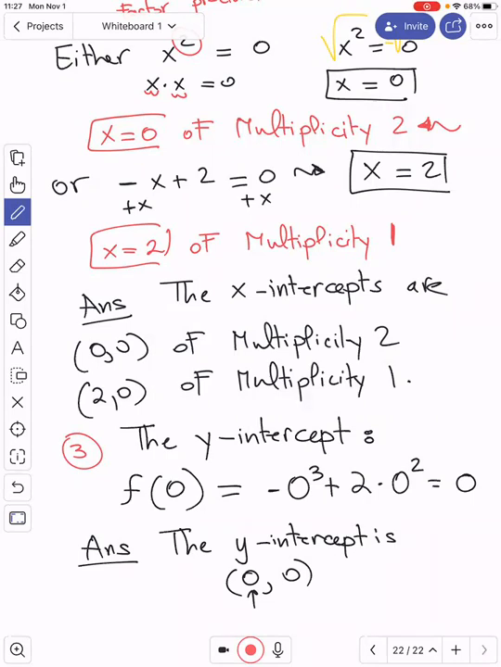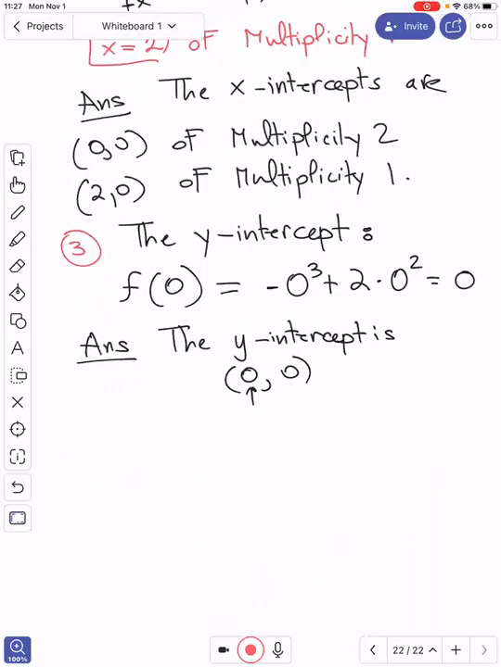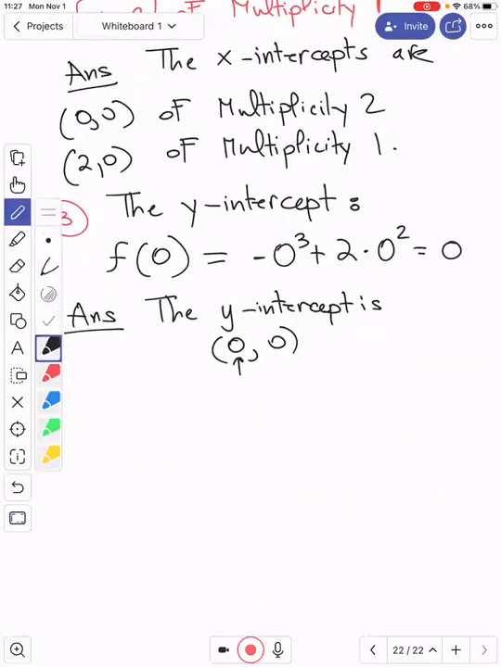All right. Then we can graph our function f. So let's see how it's going to work. So number 4, the graph.